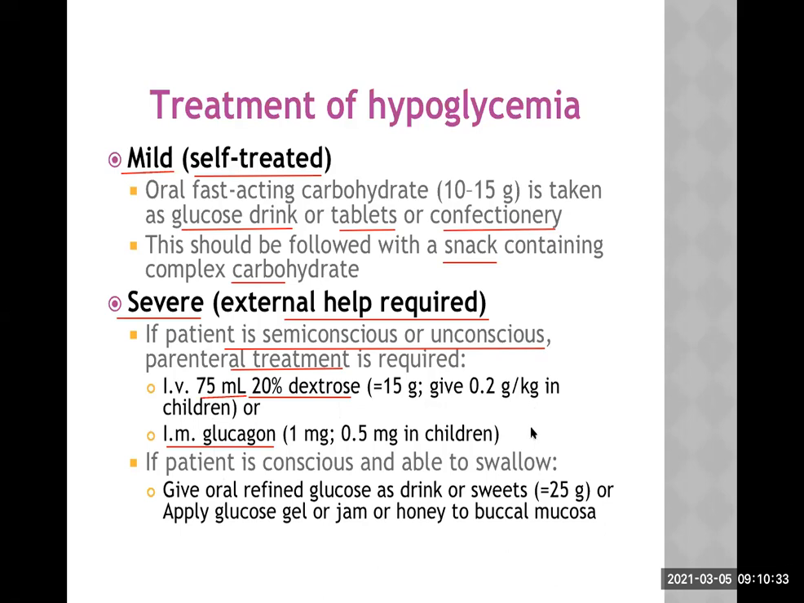Exactly, glucagon is a hyperglycemic hormone. It increases blood sugar level by different mechanisms. It promotes glycogenolysis, exactly the opposite function of insulin. So you already know. That's why we are using glucagon here to increase the blood sugar level.